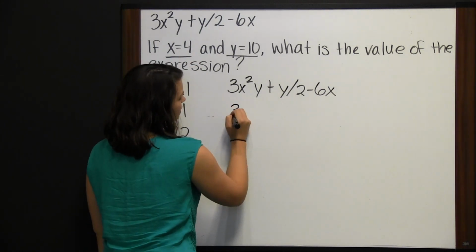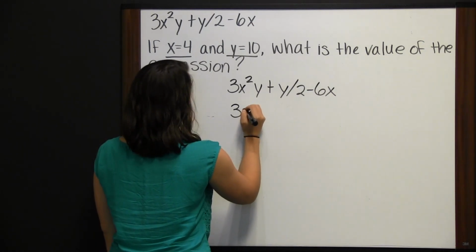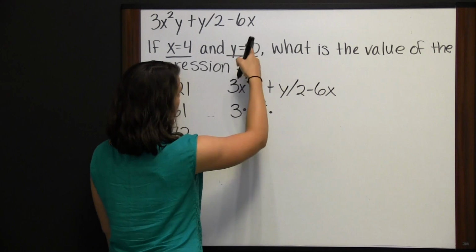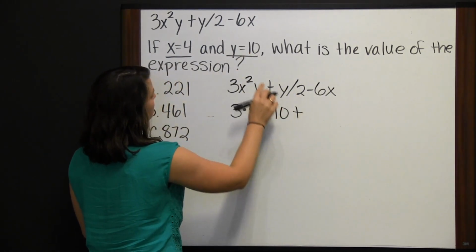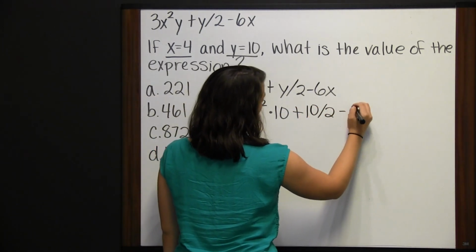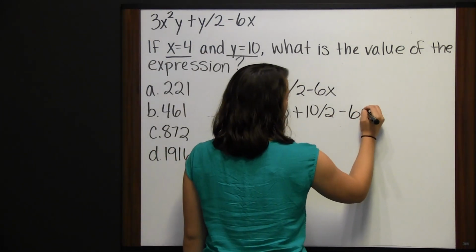So we have 3, this is 3 times x squared, so it's 3 times 4 squared, times y, which is 10, plus y divided by 2, or 10 divided by 2, minus 6 times x, and we're replacing x with 4.